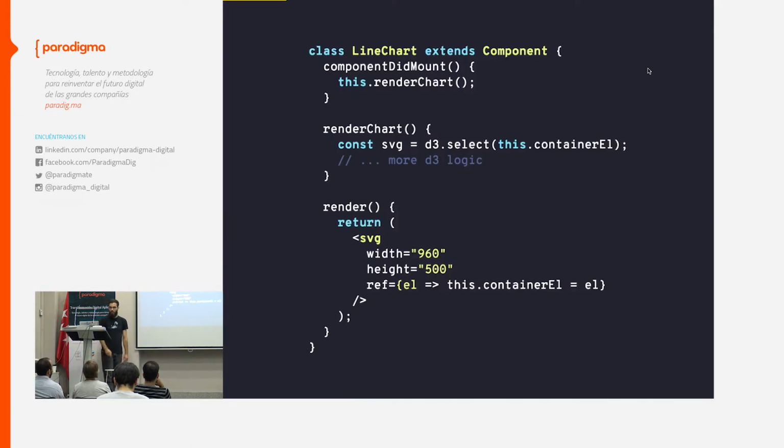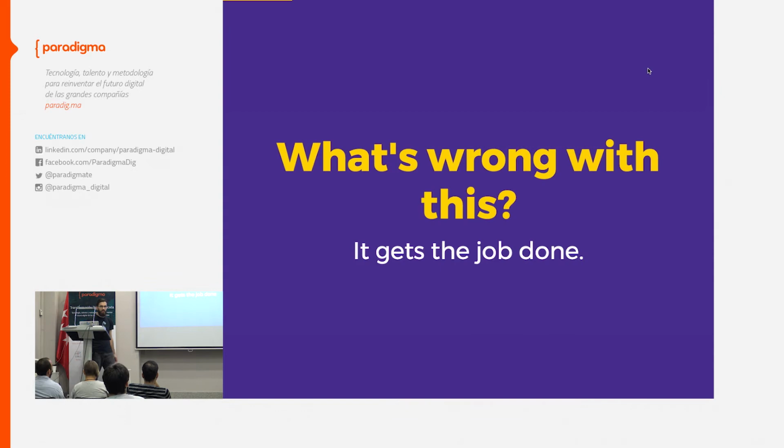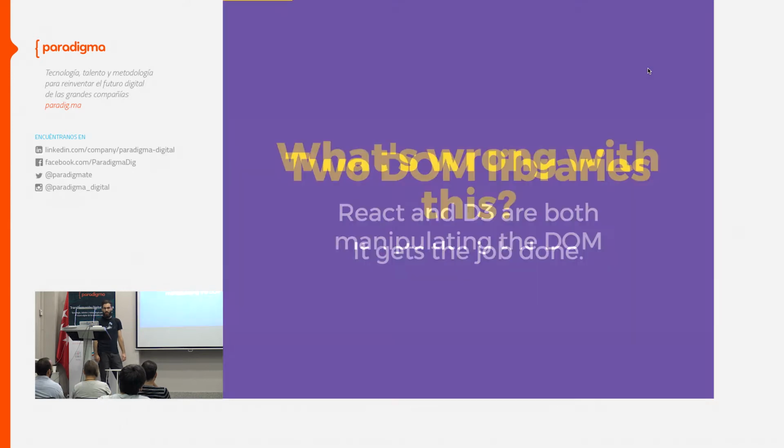And so the way you will go about this is you will render an empty SVG, put a ref that stores your container element as a class property, and then on componentDidMount, you will call a function to render your charts, and here you will put your copy-pasted D3 logic. And this works. This gets the job done. It's fine. If it's something like a one-off project, this will probably do what you want. But we're here to speak about the right way to do things.